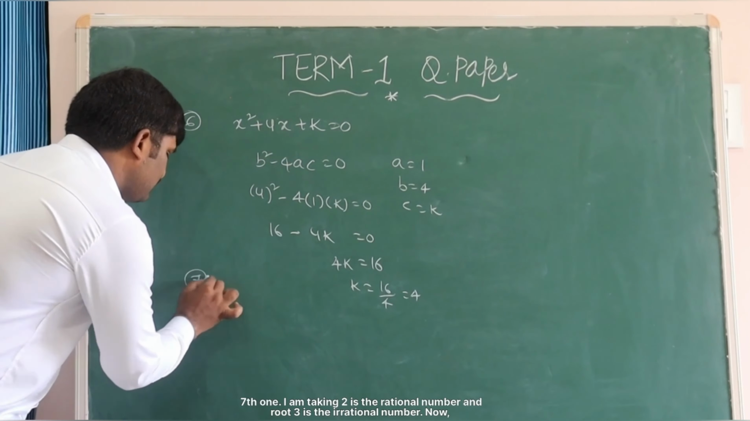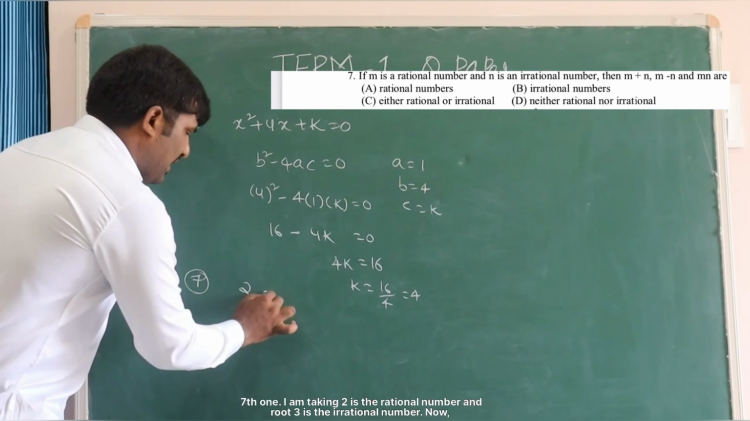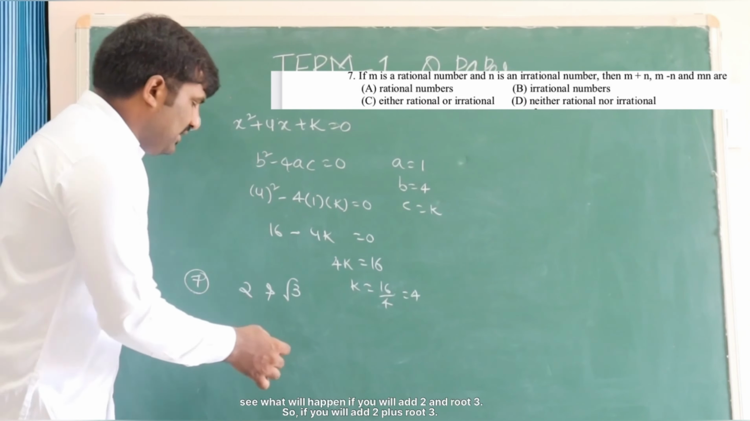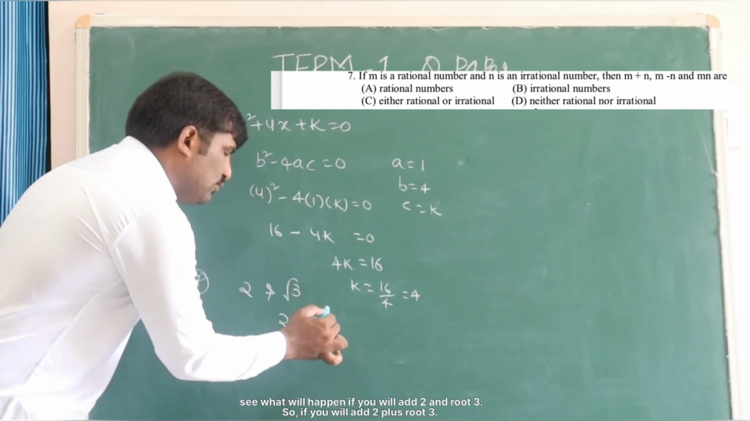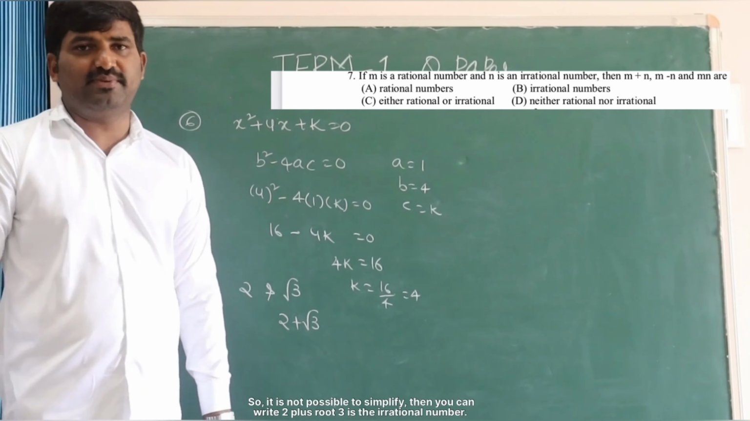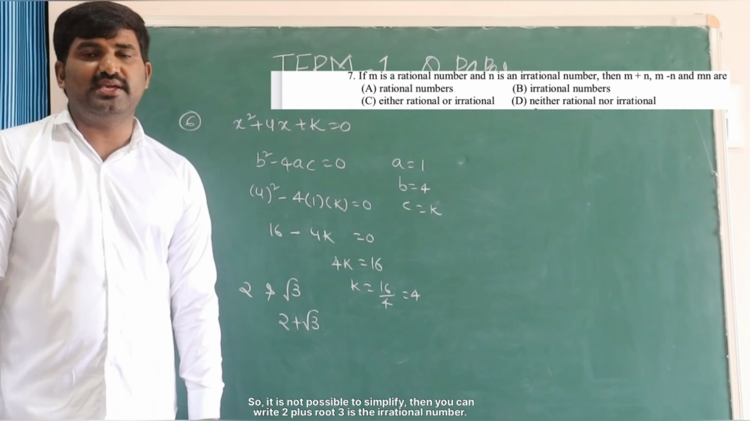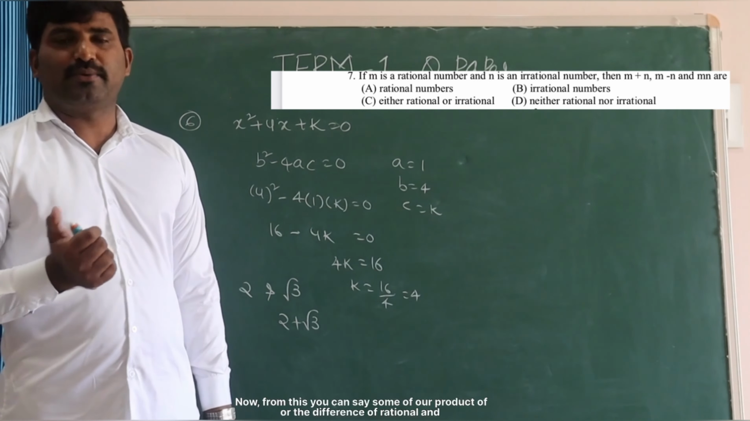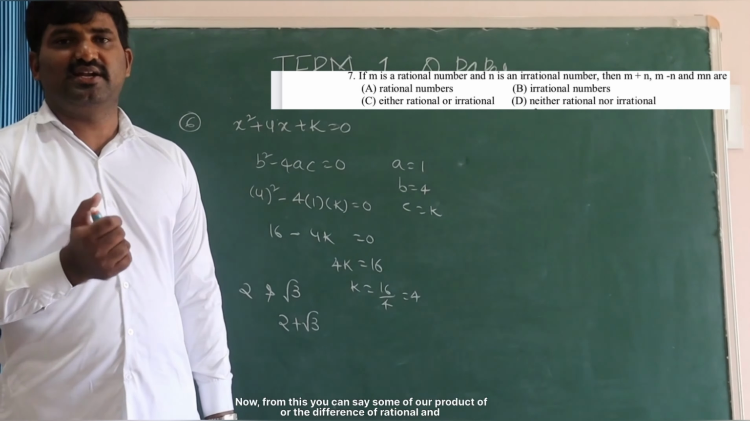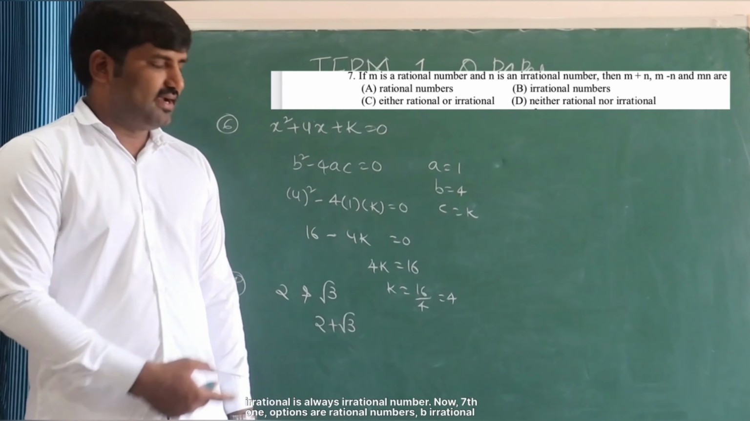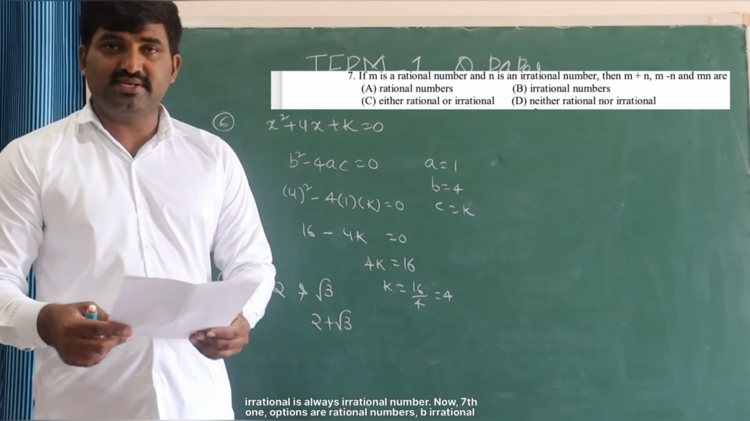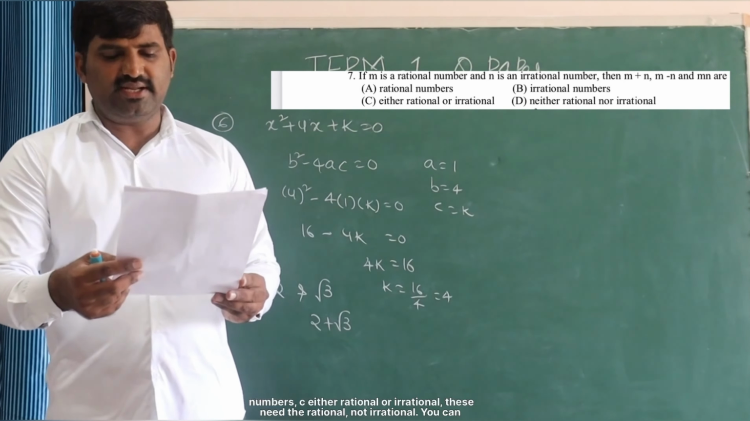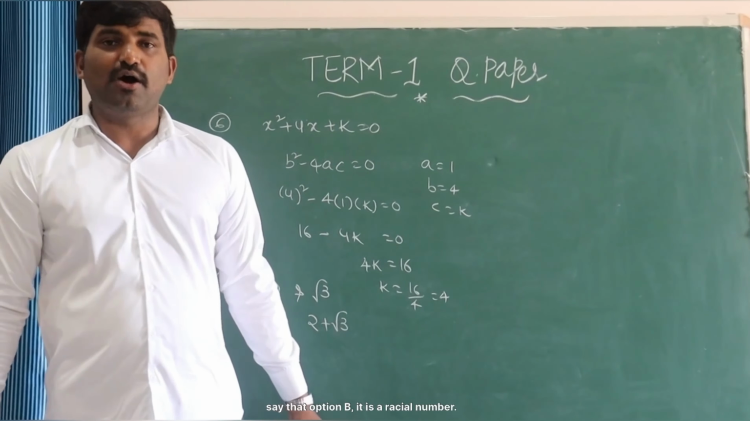Seventh one, I am taking 2 as the rational number and root 3 as the irrational number. Now see what will happen if you add 2 and root 3. If you add it, 2 plus root 3, it's not possible to simplify. Directly you can write 2 plus root 3 is an irrational number. Now from this you can say the sum, product or difference of a rational and an irrational number is always an irrational number. Now seventh one, options are A rational numbers, B irrational numbers, C either rational or irrational, D neither rational nor irrational. You can say that option B, it is irrational number.